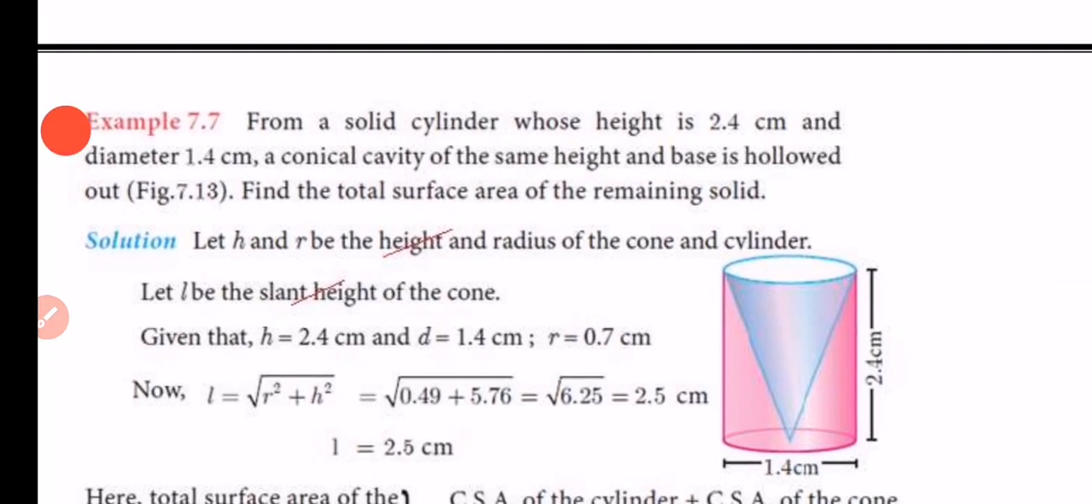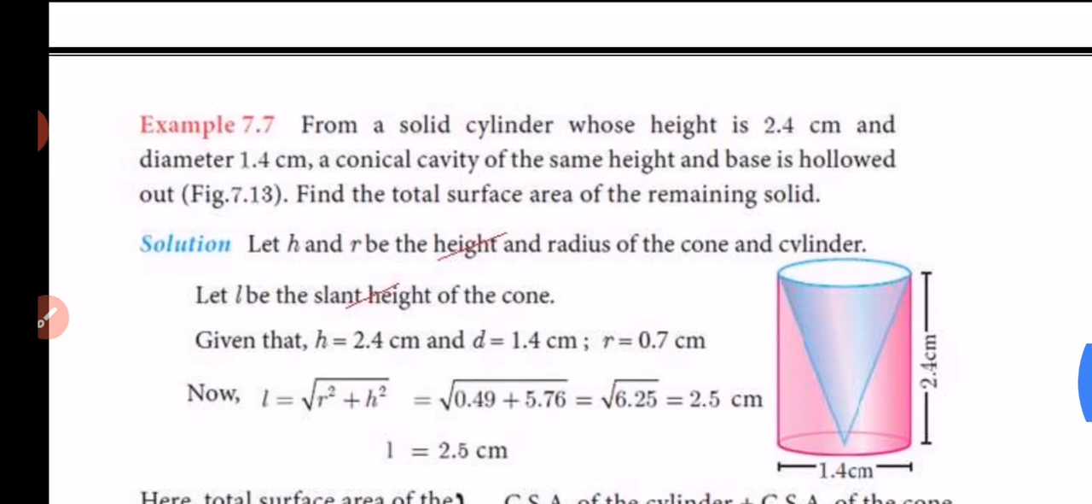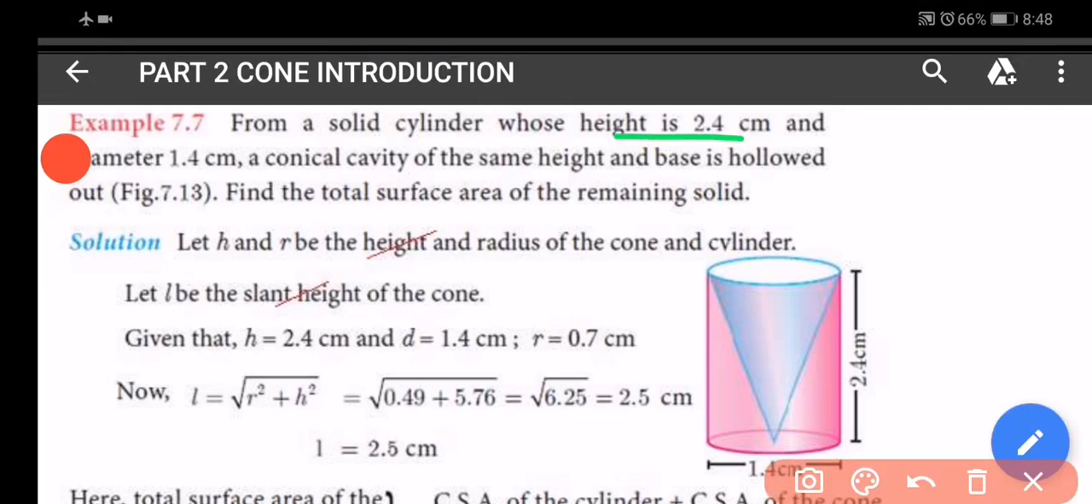So from a cylinder, in the cylinder height is given and diameter is given. Height is 2.4 centimeter and diameter is 1.4, that is, radius is equal to 0.7 centimeter. D equal to 1.4 divided by 2 equal to 0.7 centimeter. Therefore, we need to find the total surface area of the remaining solid.